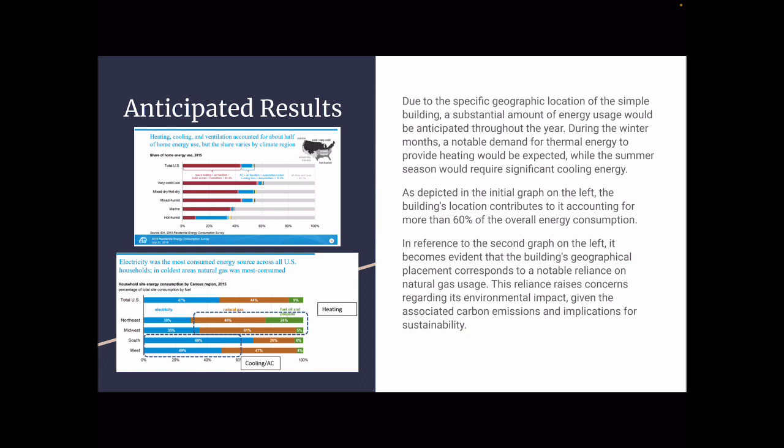As depicted in the initial graph on the left, the building's location contributes to it accounting for more than 60% of the overall energy consumption, just based on the cold/very cold location that it's in. And then in reference to the second graph on the left, it becomes evident that the building's geographical placement corresponds to a notable reliance on natural gas usage. This reliance raises concerns regarding its environmental impact given the associated carbon emissions and implications for sustainability.